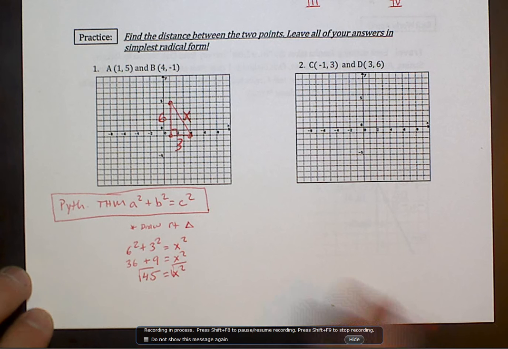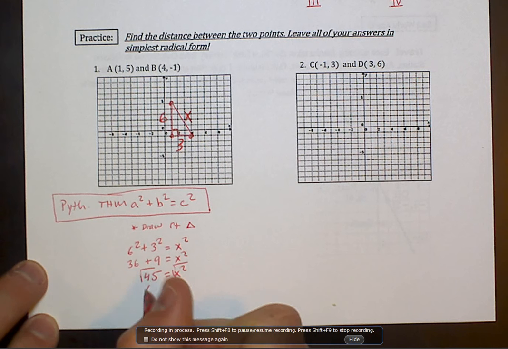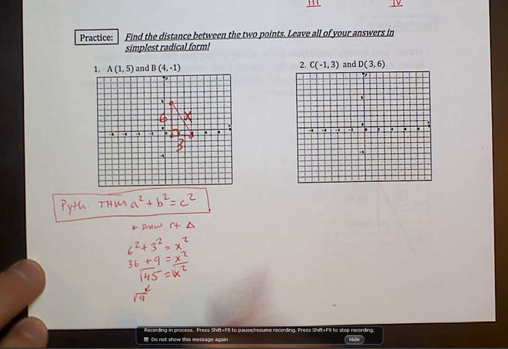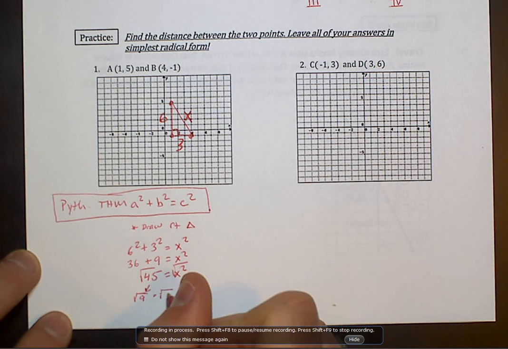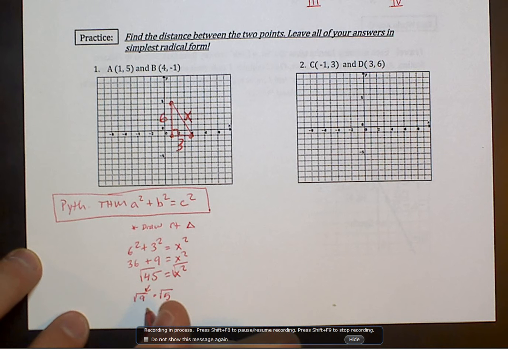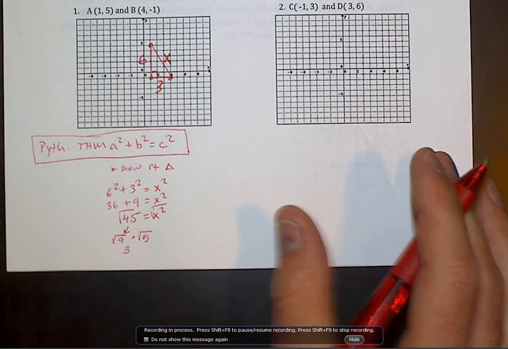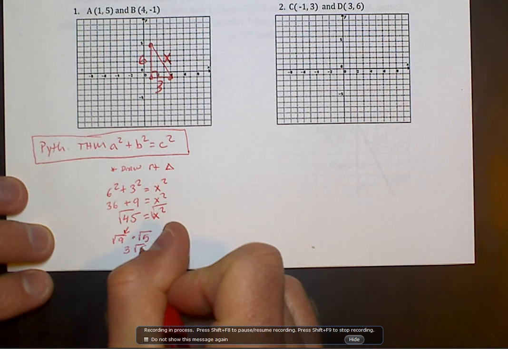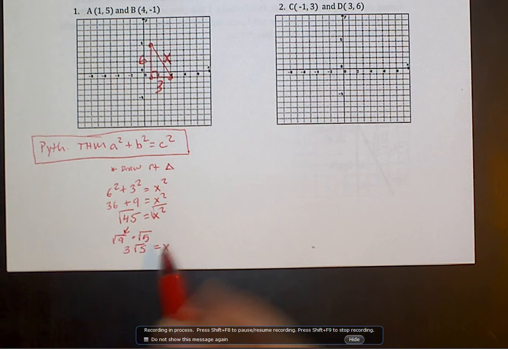Now this may be something I'll show to you tomorrow, but I'm going to go through this one fairly quickly. I know that the largest perfect square that goes into 45 is 9, and what times 9 gives you 45? A 5. The square root of 9 is 3. Kind of running out of space here. And the square root of 5 you can't take any further. The square root of x squared is just x, so our answer is 3 radical 5. Okay, so that's the distance between those 2 points.